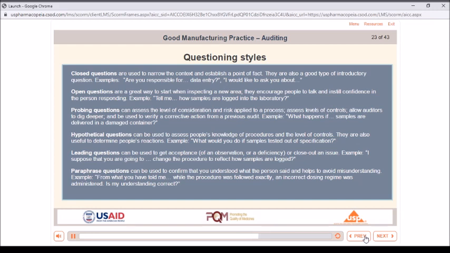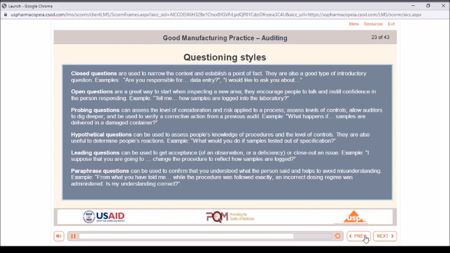Leading questions can be used to get acceptance of an observation or deficiency, or close out an issue. Example: I suppose that you are going to change the procedure to reflect how samples are logged.